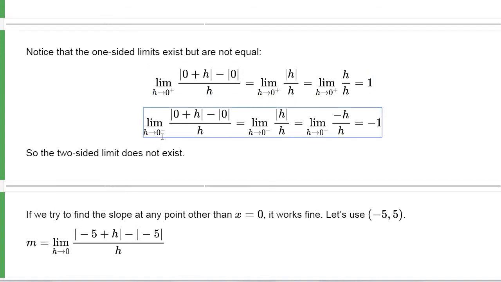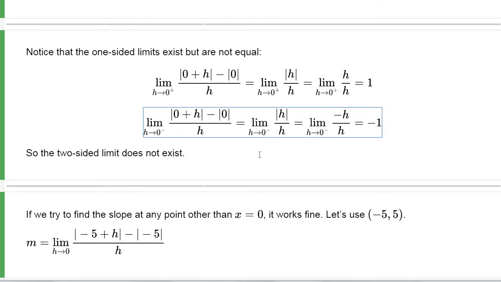When h approaches 0 from below, h is negative. Absolute value of a negative number is its opposite. So here negative h, or minus h, is actually a positive number because h itself is negative, and this h divided by h cancels out. That's 1, so you have minus 1. So the limit from above is 1, the limit from below is minus 1. The two-sided limit doesn't exist because those left and right limits are different.